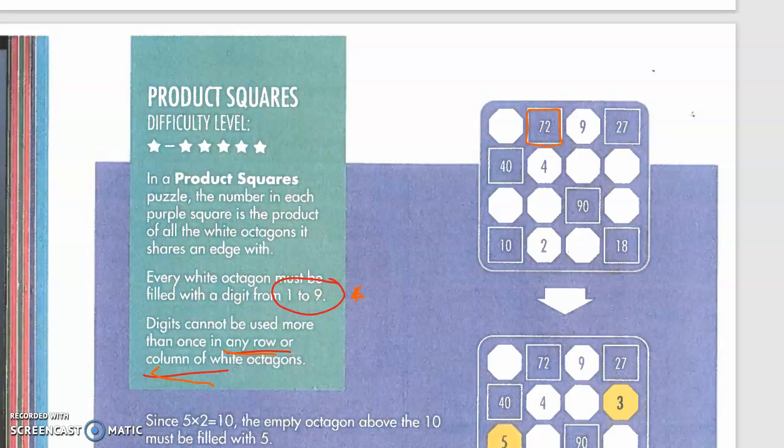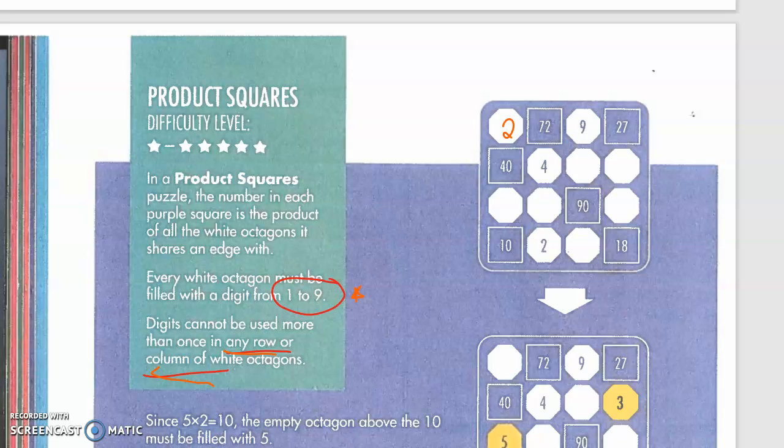Right now, 72 is touching this octagon and this octagon. Those three numbers need to multiply together to be 72. Right now I have a 9 and a 4. 9 times 4 is 36. So I know that this octagon must be filled in with a 2.